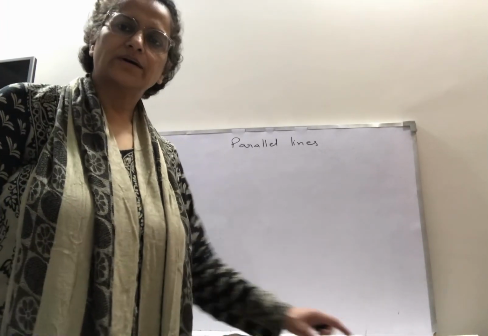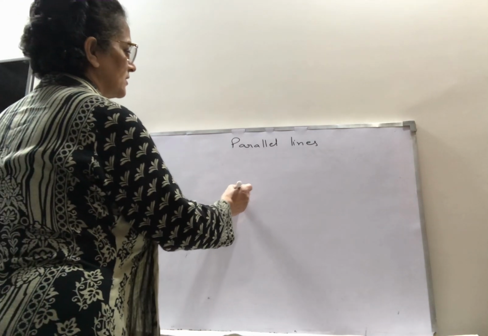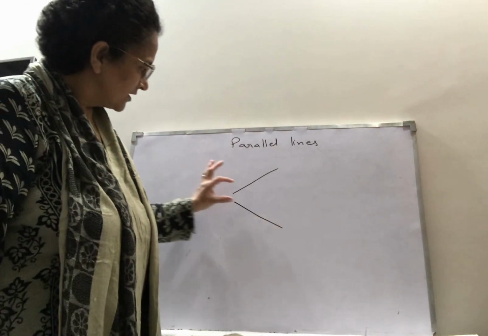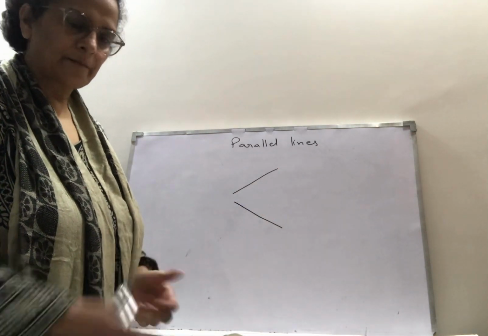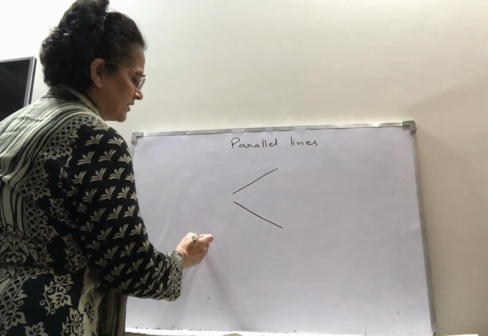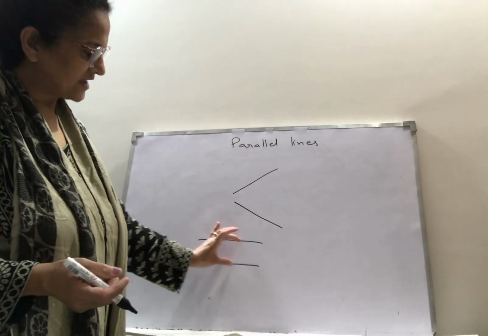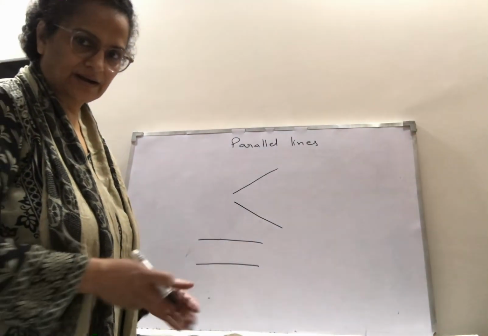Today we will learn about parallel lines. So if I draw these two lines, you can see this distance is smaller, this distance is bigger. If this distance remains same, these type of lines are called parallel lines.